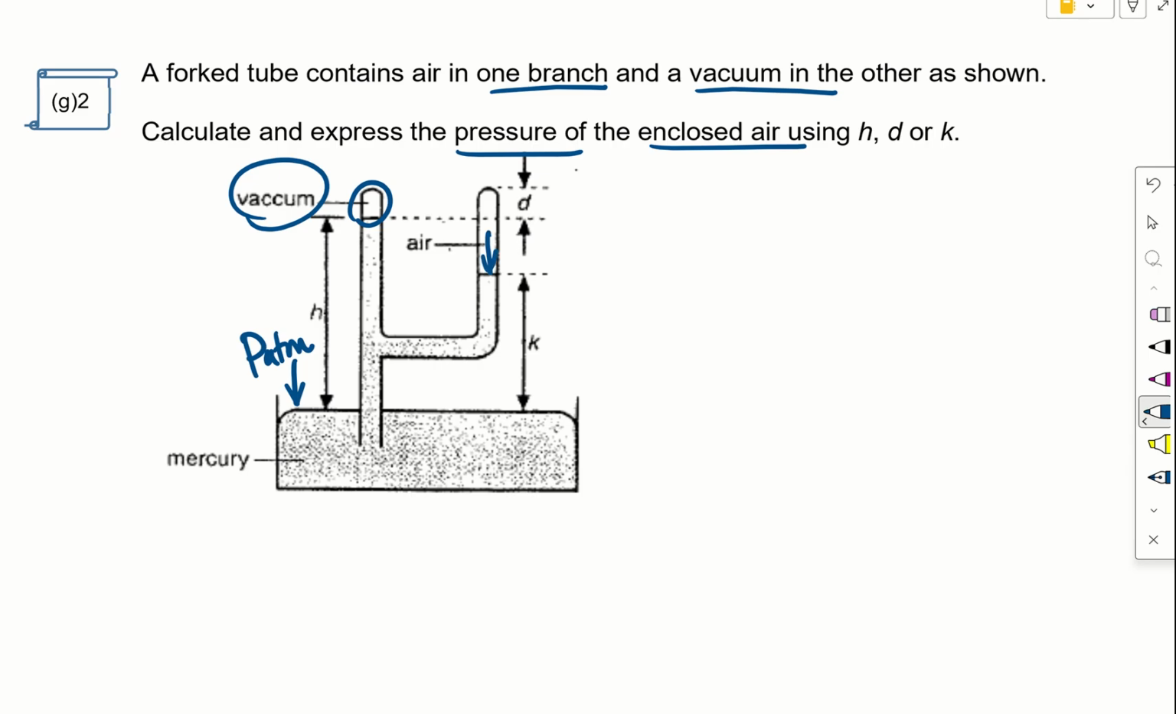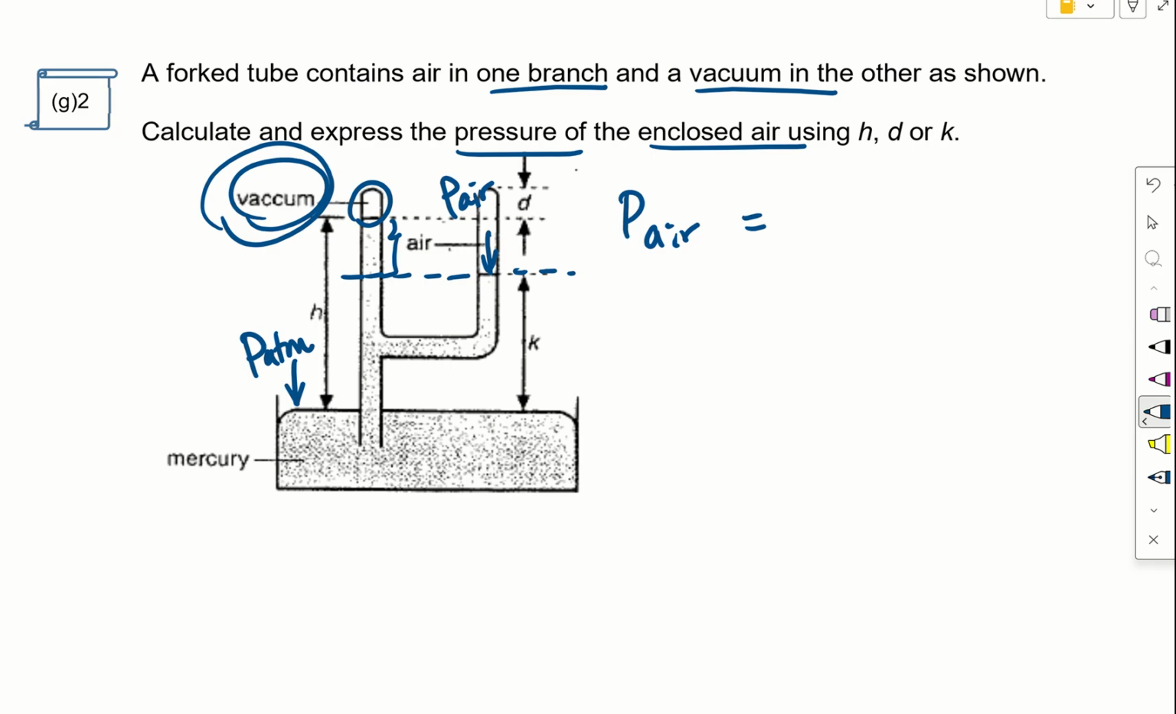But over here, there will be P air, the pressure due to the air trapped in the right hand side of the branch. They want us to calculate this pressure. So where can we have same liquid, same level, same pressure? I can choose over here. Step 2: same liquid, same level, same pressure. On the right hand side, it is P air. On the left hand side, it is vacuum, so there's no pressure exerted. So it is this height of mercury, or liquid, that is exerted on it.